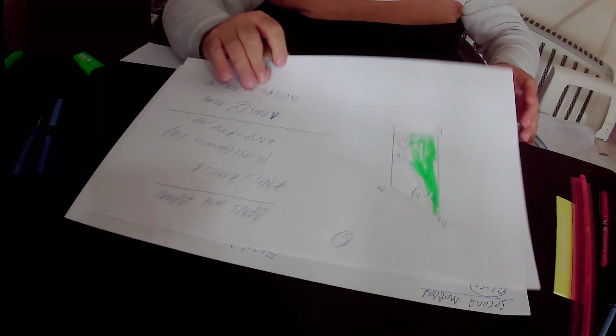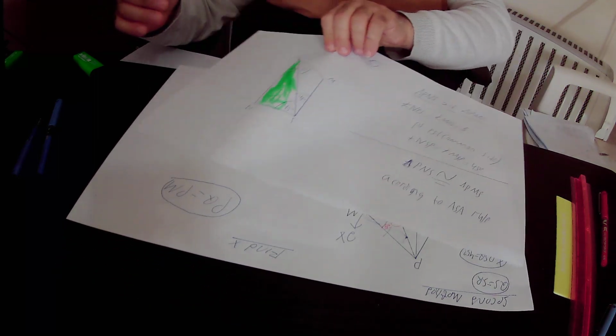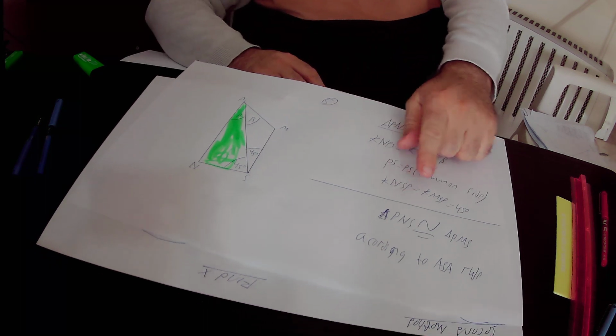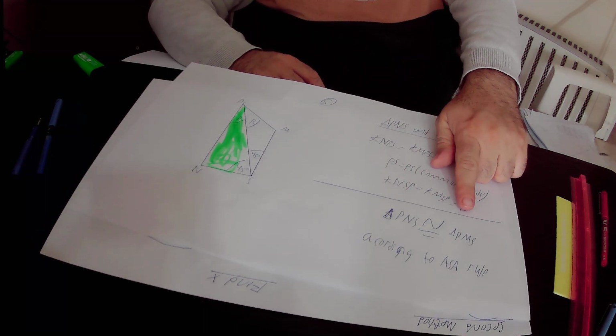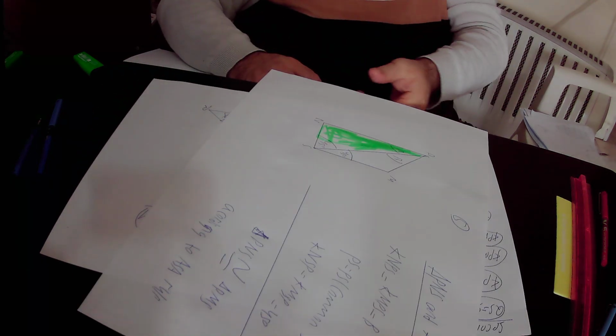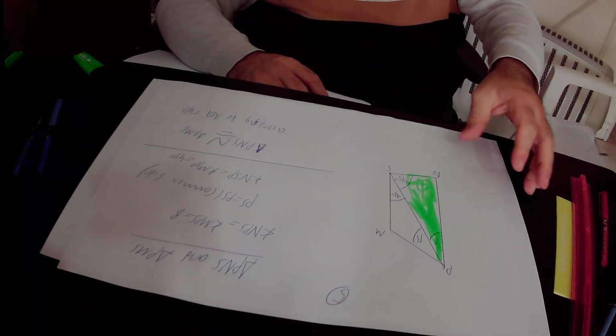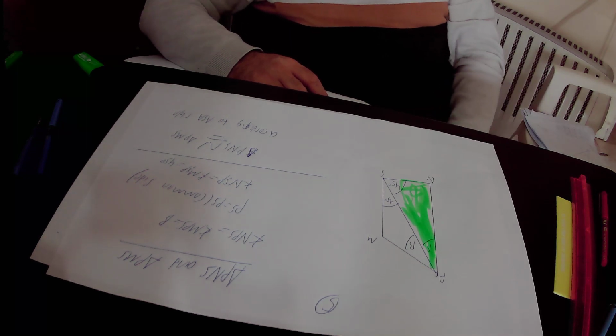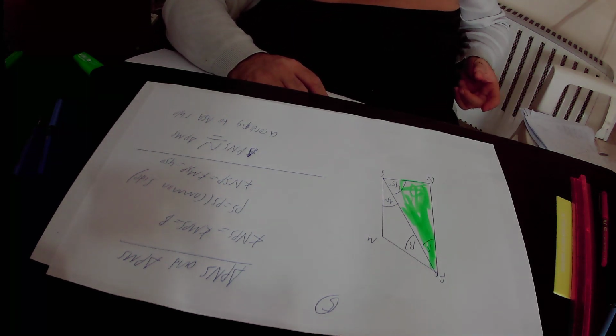I repeat again, we actually proved that the green triangle PNS can go into the white triangle PMS according to the angle side angle rule. So what is the angle side angle rule? The angle side angle rule is that if you prove that two angles and the side included between those two angles in one triangle can go into two angles and the side included in the other triangle, then you prove that those two triangles can go to each other according to the angle side angle rule.